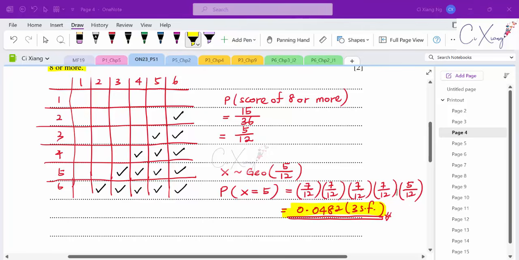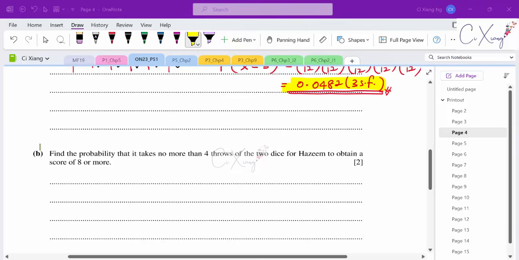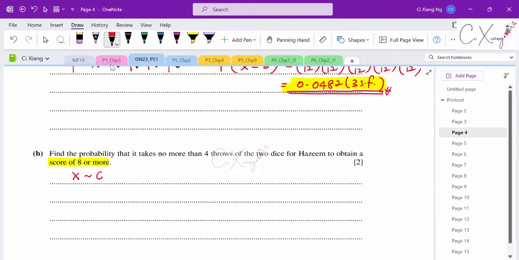Okay, so let's proceed to part 2, part B. For part B, they want us to find the probability that it takes no more than 4 throws of the 2 dice to obtain a score of 8 or more. So again, this question still belongs to geometric distribution and we are still focusing on obtaining the score of 8 or more. So X is still geometrically distributed where P is 5 over 12. They are saying that the number of throws is no more than 4. That means X should be smaller than or equal to 4. So no more than means that it can be equal to 4 or less than 4.